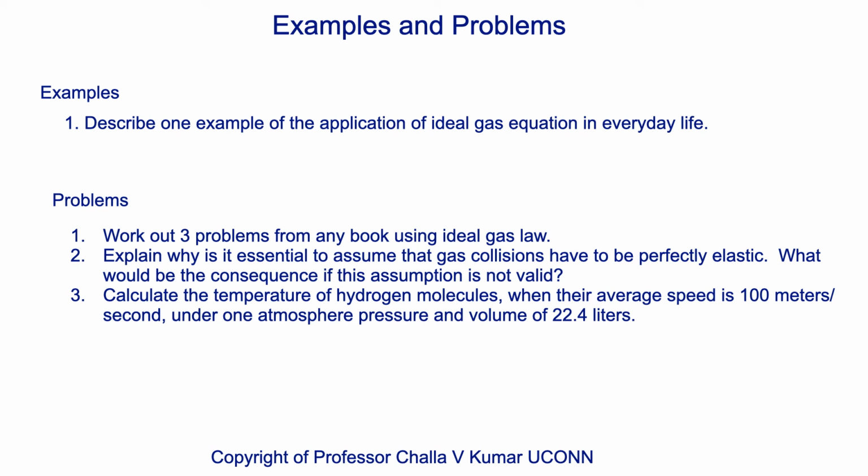In terms of problems, work out at least 3 problems from any book which use the ideal gas. Explain why it is essential to make these assumptions, that the collisions have to be perfectly elastic. I sort of alluded to that during my explanations. What will be the consequence if this assumption is not correct? And the third problem is: calculate the temperature of hydrogen molecules when their average speed is 100 meters per second under 1 atmosphere pressure and when the gas occupies a volume of 22.4 liters. And this is just a problem to demonstrate we can do these sorts of things pretty readily.